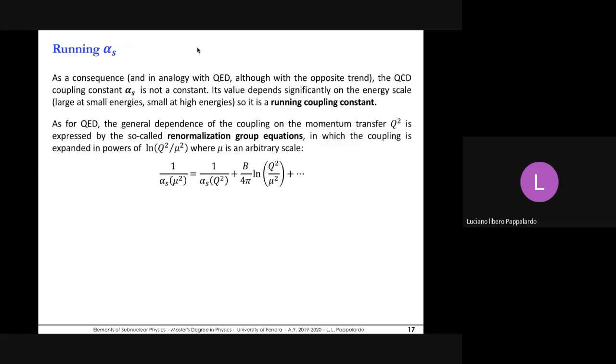So we can also here, in the same way we did in QED, calculate the Q-square dependence of the alpha strong. So how the alpha strong essentially varies with the transfer momentum, or more in general with energy, okay? As for QED, the general dependence of the strong coupling constant on the momentum transfer is expressed by the renormalization group equation, which is of the same kind as those that we have already seen in QED, okay? In which the coupling is expanded in powers of the logarithm of Q squared divided by mu squared, where mu is an arbitrary scale. Suppose, I don't know, 10 GeV or 100 GeV, whatever.